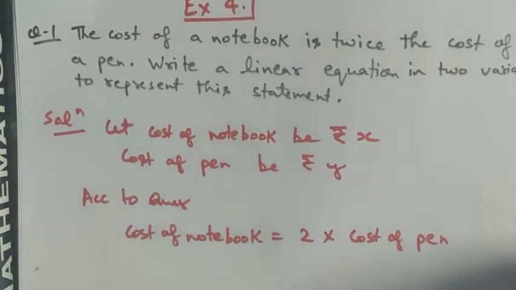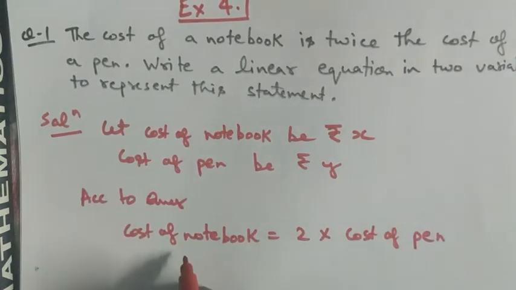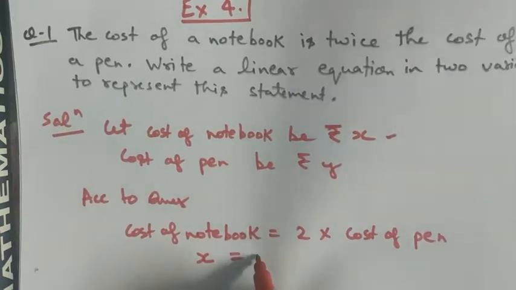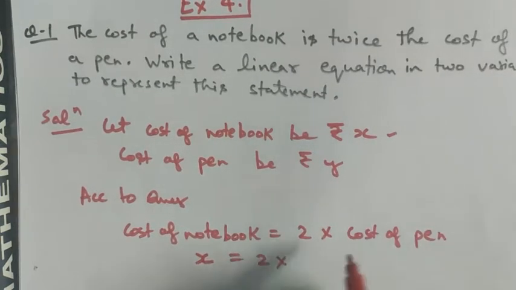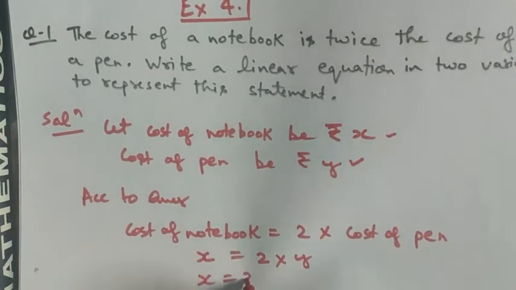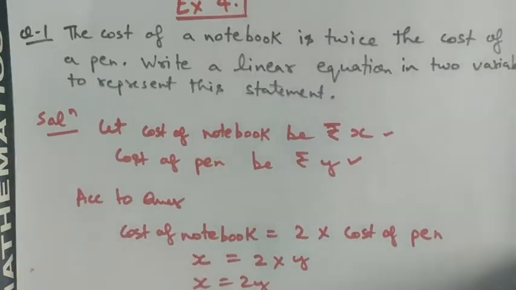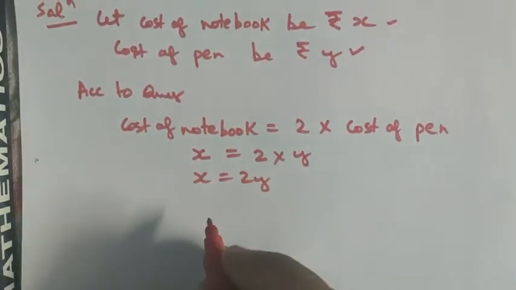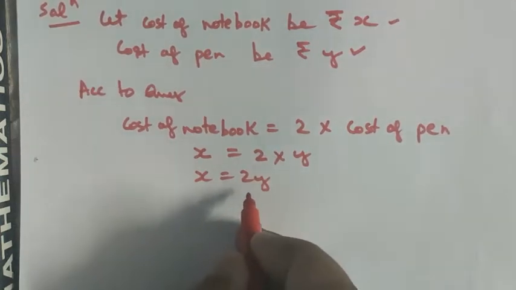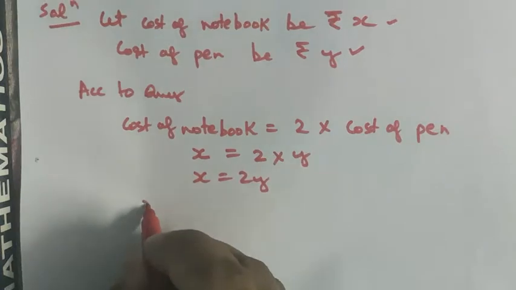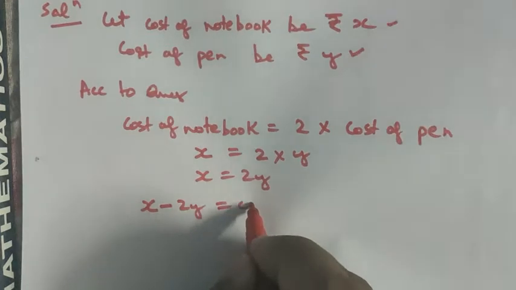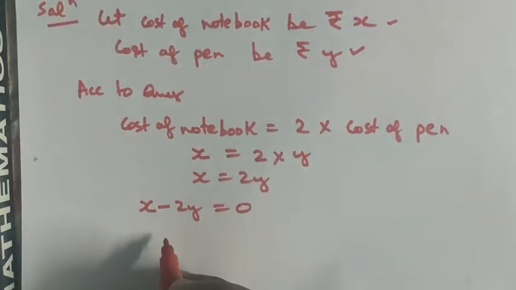Now we will substitute the values. In place of cost of notebook we can take x. So here I am writing x equals 2 multiplied by cost of pen. We will substitute the value as y. So x equals 2y. If we want to convert it into the general form, that is ax plus by minus c, the 2y will be taken to the left hand side. It will become x minus 2y equals 0.